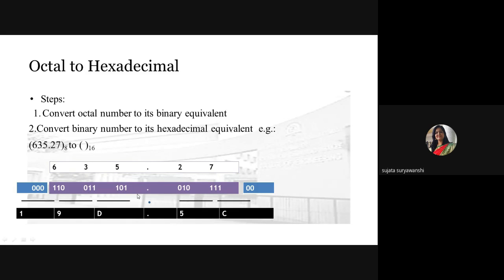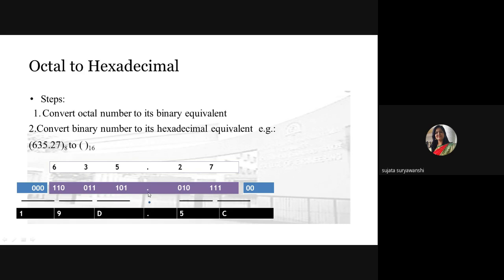After that you need to make groups of 4. Only 3 bits are there, so we can append a zero to make a group of 4. So 1101, and 1101 is equal to 13, and 13 is represented by capital D, as the number is hexadecimal. Then next is 1001, so 9 is there. Then only 1 is remaining, so you need to append 3 more zeros to make a group of 4. The equivalent digit is 1.